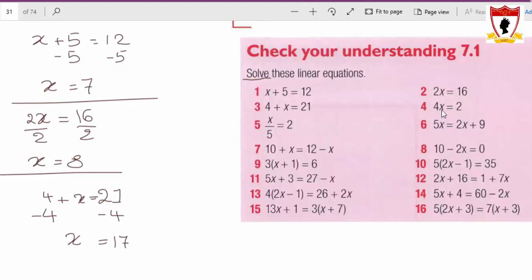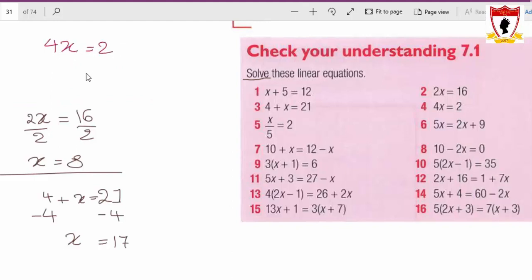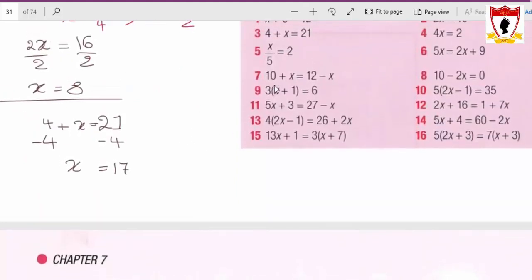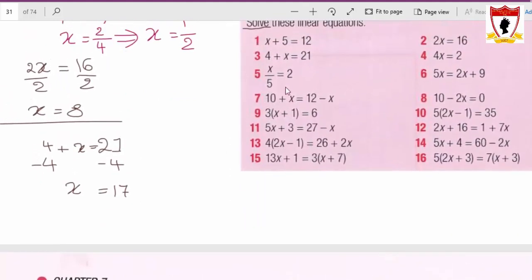Question 4, 4x is equal to 2. So 4 times which number is equal to 2? You can say that it's 1 over 2, or if we want to solve it properly like these questions, 4x is equal to 2. Then we want to get rid of this 4. So both sides divide by 4. Then you can say x is equal to 2 over 4. And 2 over 4 could be simplified. That gives x is equal to 1 over 2. The same idea is repeating over and over. That's why I'm skipping some questions. So the skipped ones are your task.